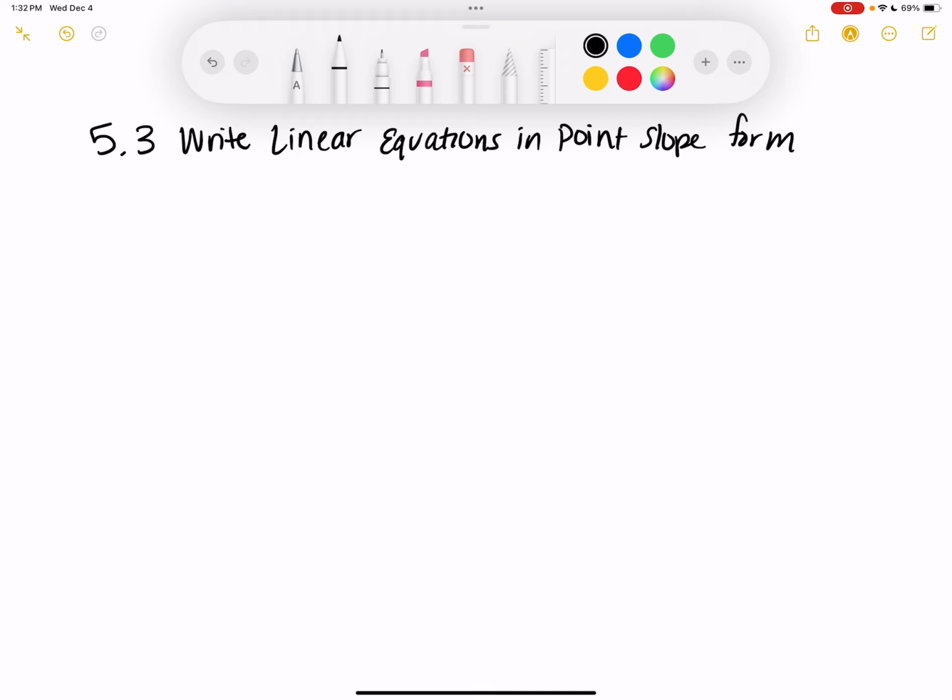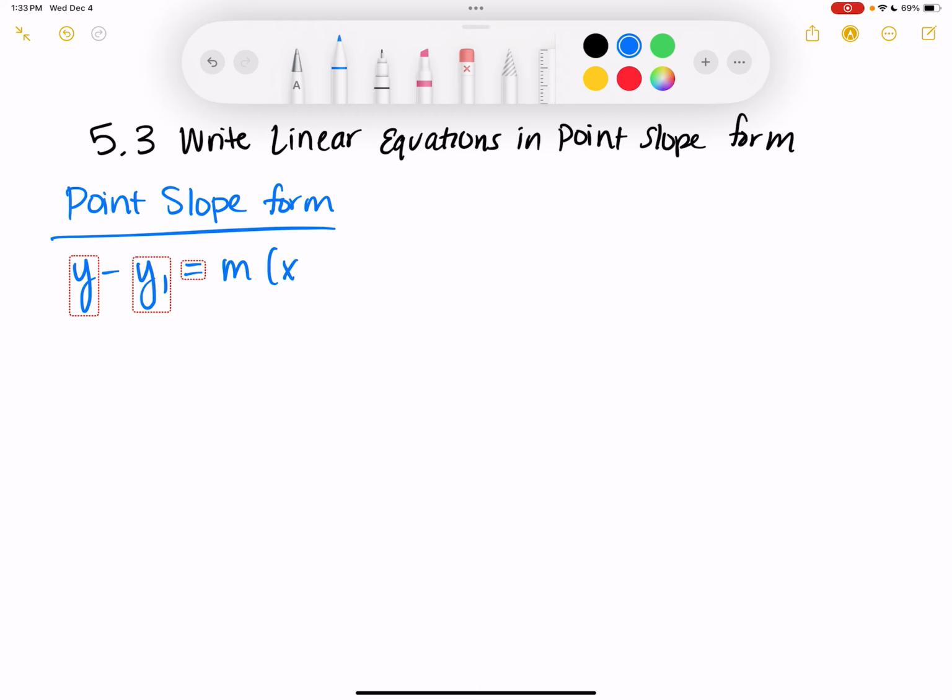So point slope form is y minus y1 equals m times x minus x1.